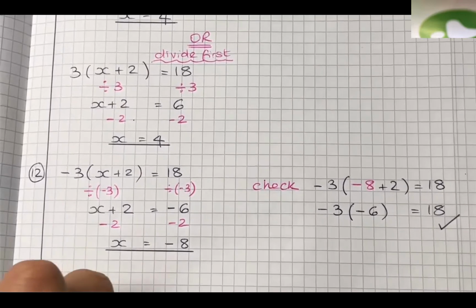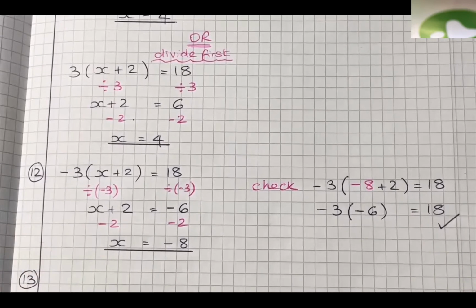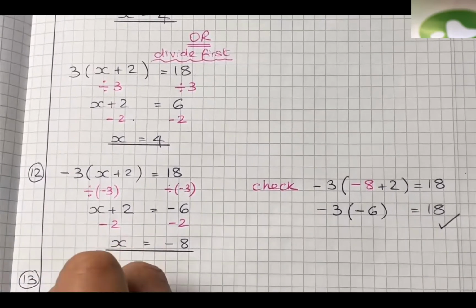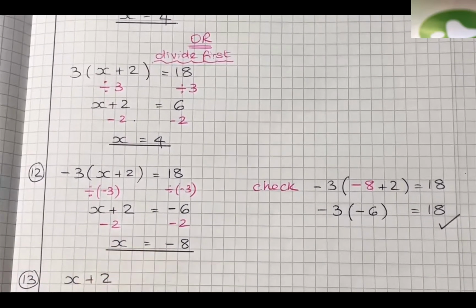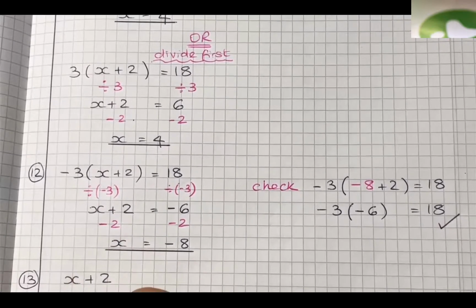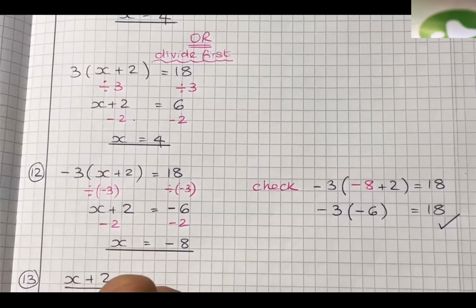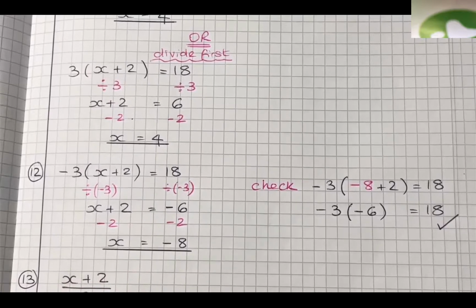Right, 2 more questions to go. Question 13. Again, it's quite similar, but this time, instead of multiplying by 3 or negative 3, I'm going to divide by 3.